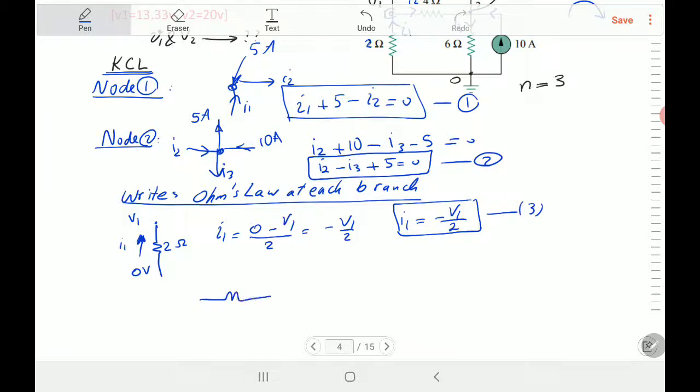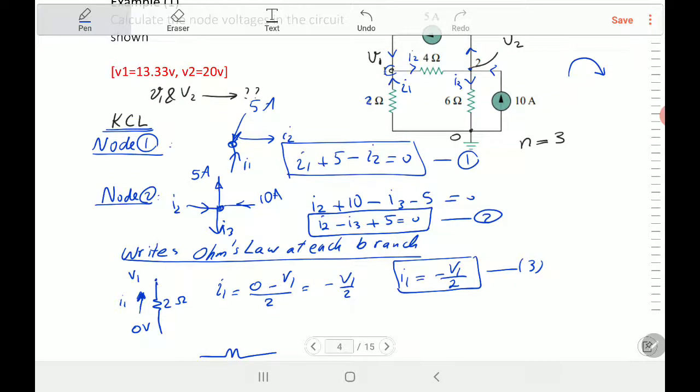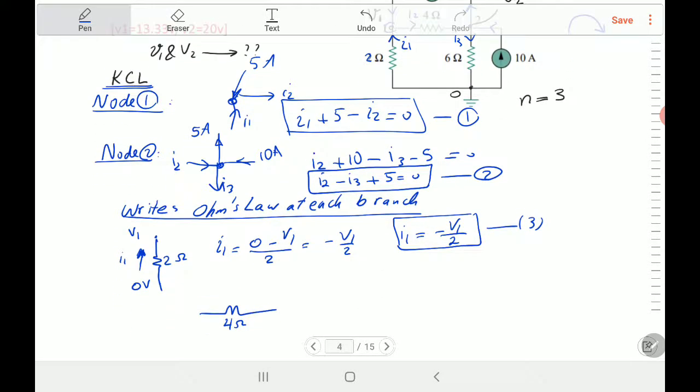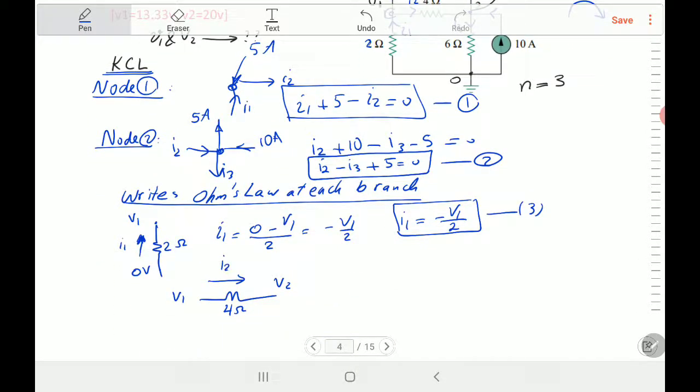Let's take the other resistance, the 4 ohm branch. You have V1 here and V2 here, and the current we assume in this direction we call I2. Now we don't worry about which one is bigger or smaller; this is your assumption. According to your assumption, you write your equation. I2 is moving from the direction of V1 minus V2, divided by 4. And that's equation number 4.